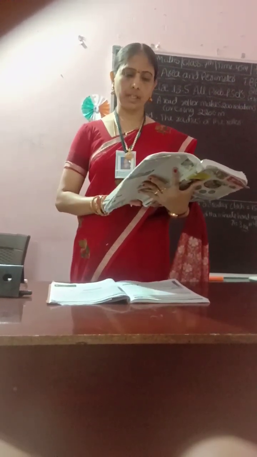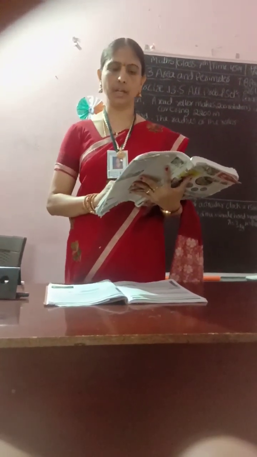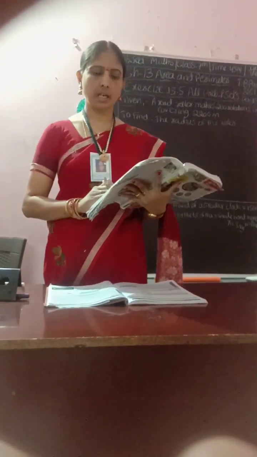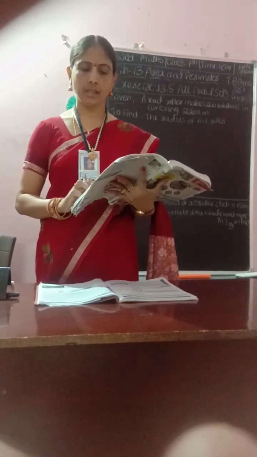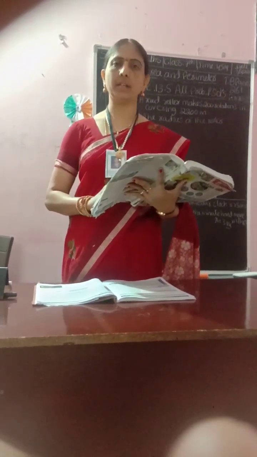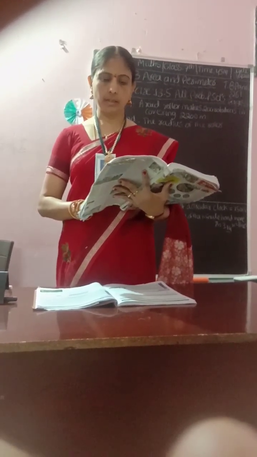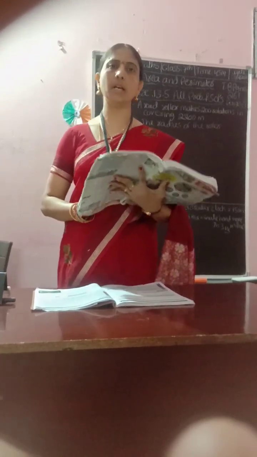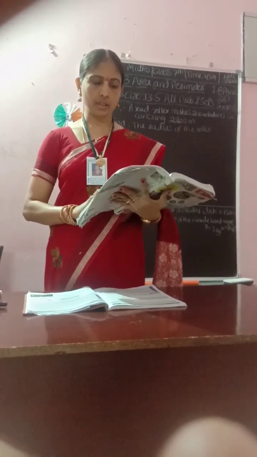The minute hand of a circular clock is 15 centimeters. How far does the tip of the minute hand move in 1 hour? Take pi equal to 3.14. The minute hand of the circular clock is 15 centimeters, so that means the length is 15 centimeters only. You can find out the distance.